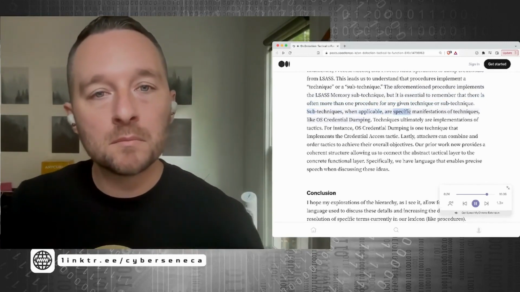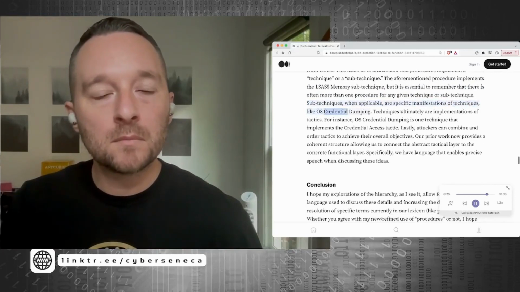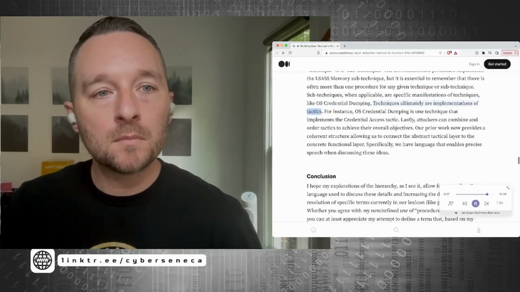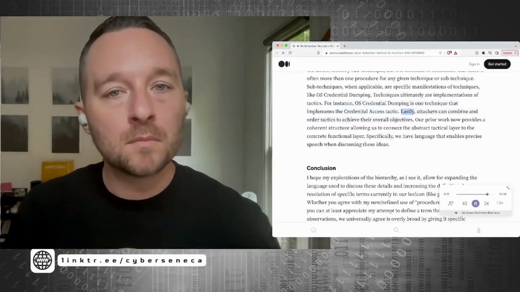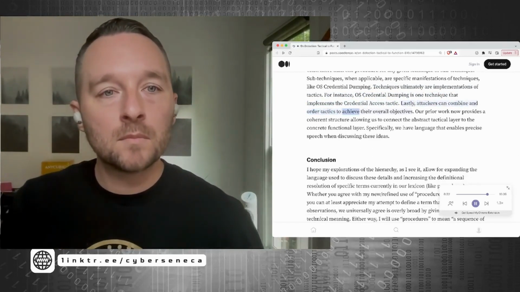Sub-techniques, when applicable, are specific manifestations of techniques, like OS credential dumping. Techniques ultimately are implementations of tactics. For instance, OS credential dumping is one technique that implements the credential access tactic. Lastly, attackers can combine and order tactics to achieve their overall objectives.